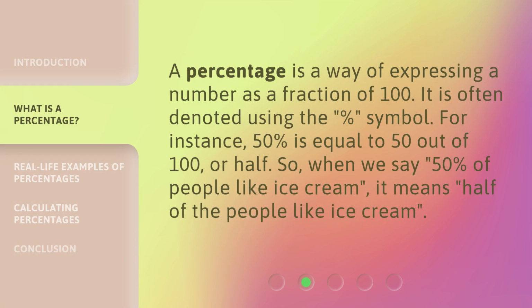A percentage is a way of expressing a number as a fraction of 100. It is often denoted using the percent symbol. For instance, 50% is equal to 50 out of 100, or half. So, when we say 50% of people like ice cream, it means half of the people like ice cream.